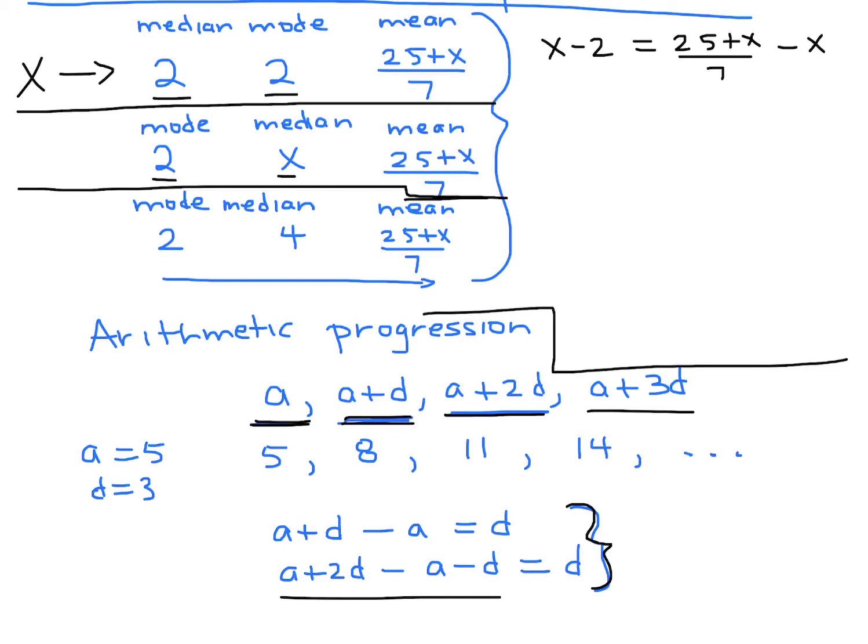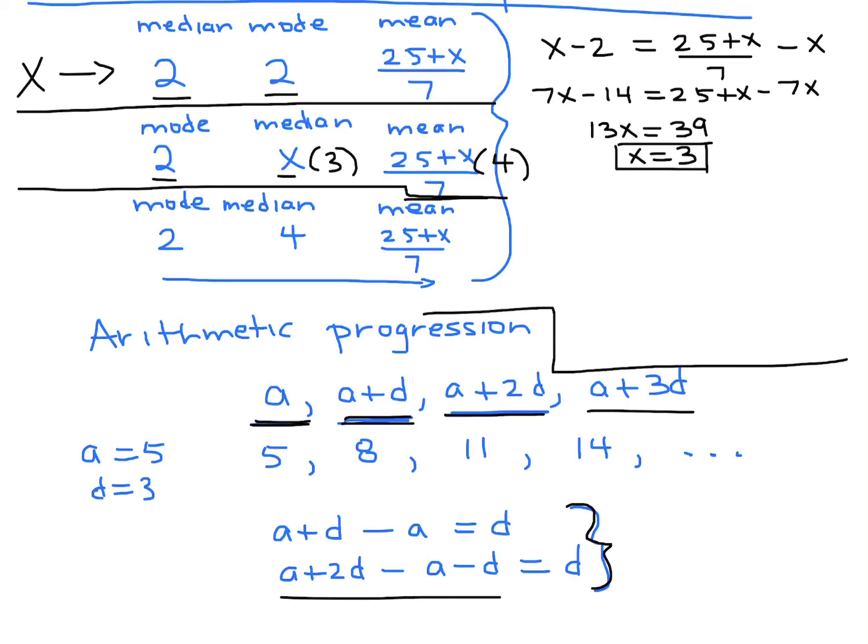So we've got to multiply through by 7, so 7x minus 14 equals 25 plus x minus 7x. So this looks like 39, and 14 minus 3, 13x, and therefore x is equal to 3. So that means that this is a 3, and this mean is 25 plus 3, which is 28, divided by 7, which is 4. So this became a 4. So this was indeed an arithmetic progression, 2, 3, 4. All right, great. We got one value of x.